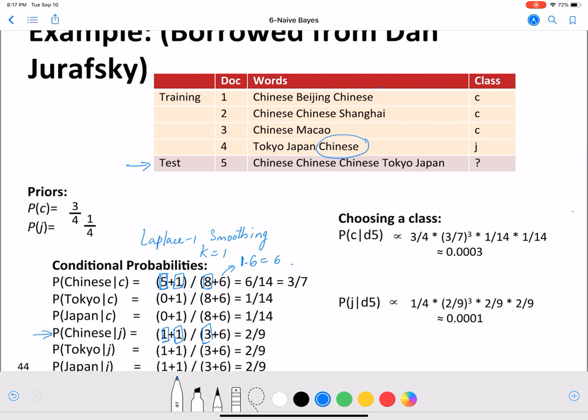And we already calculated the next value, which is k times cardinality of X. So k is 1, cardinality is 6 across all documents. And we get 2 over 9. Now let's do one more.